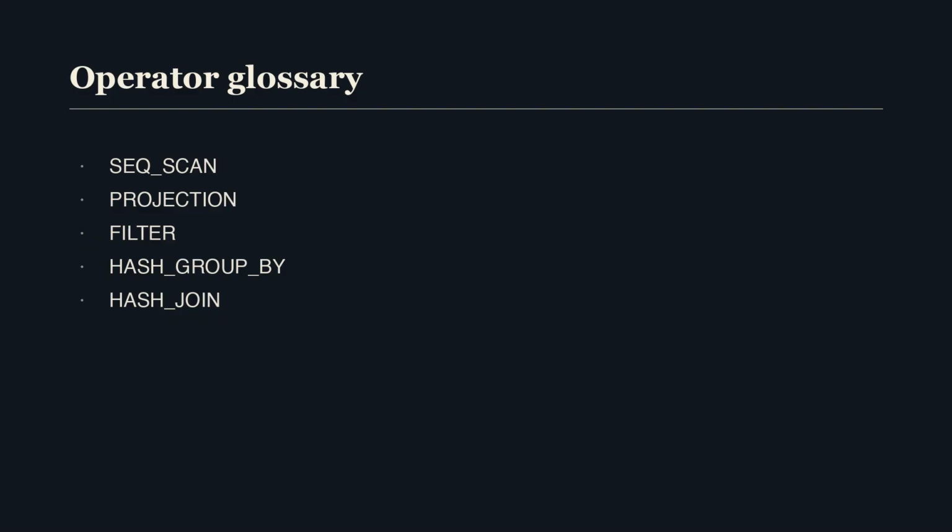Then the 2 heavier ones that appear in almost every real query. Hash group by builds a hash table keyed by your group by columns, accumulates aggregates into it. We'll spend an entire module on this later. Hash join takes 2 inputs, a build side and a probe side, builds a hash table from one, probes it with the other. The right-hand side of the tree is usually the build side, remember that. 3 more you'll see later: order by, top n, union. We'll name them when they show up.